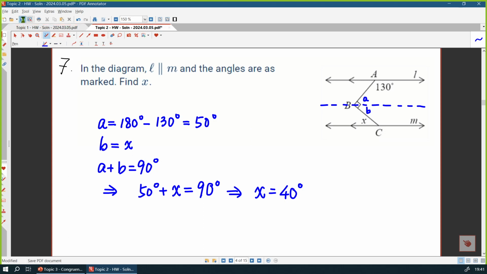Of course, sometimes the method is more than one, right? You can compare yours with mine, see which one is better.